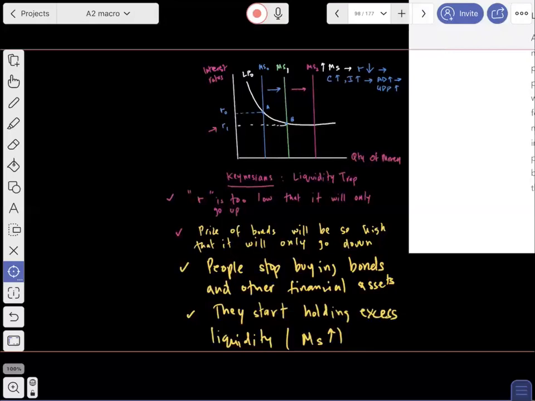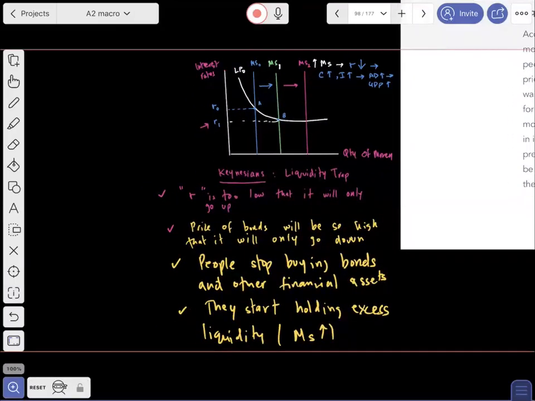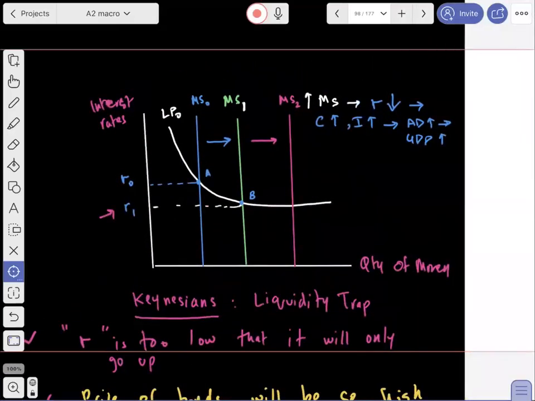Why? Because if the price is super high that it will not rise any further, then you will basically be holding a very expensive property. You only buy to sell it at a higher price tomorrow. But if the price is so high that it can't rise any further, this means that it will only go down. And if it is going to go down, you're not going to buy. And if you're not going to buy, you will keep on holding money balances, which is exactly what happens. According to Keynesians, at very low interest rates, people are not going to respond to any changes in money supply, and there comes a point where the interest rate becomes too flat.